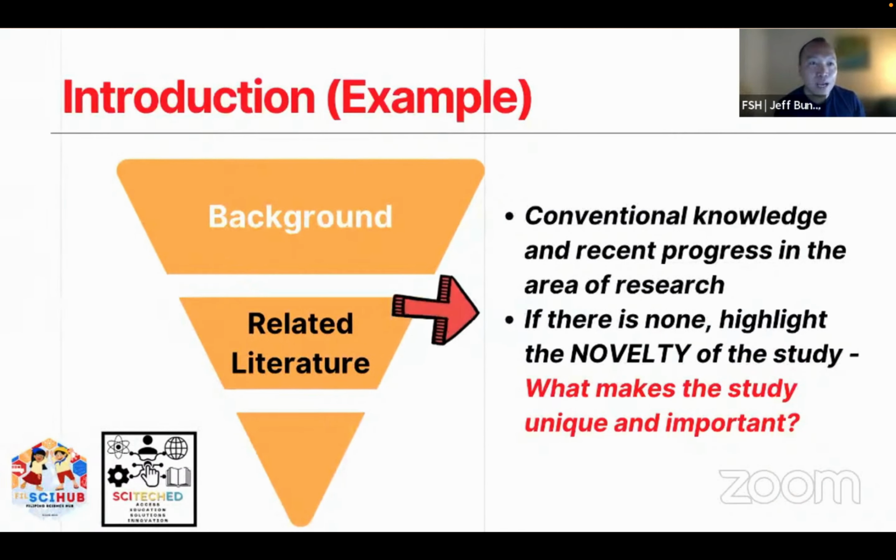Ano ba yung mga conventional knowledge and state-of-the-art systems in that research area that motivated your interest and also led you to your research question? So again, ang goal ninyo kasi dito, establish, ano ba yung bago sa ginagawa ko? Or ano yung idadagdag nitong ginagawa ko doon sa area of research na napili ninyo. So what makes your study unique and important?